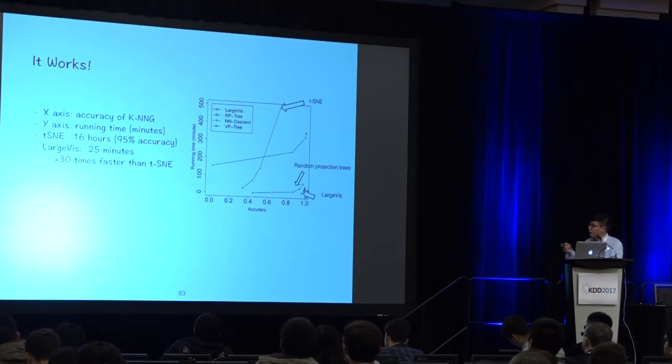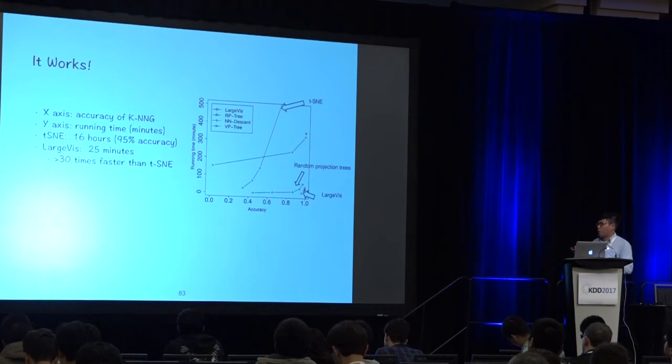And we can see that, in this figure, the lower right corner is the best result. So we can see that LargeVis significantly outperforms the efficiency of t-SNE and also outperforms the state-of-the-art approach for random projection trees, which is essentially Annoy, the one we built on. Okay.